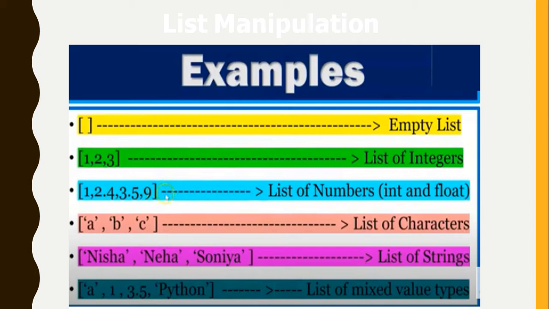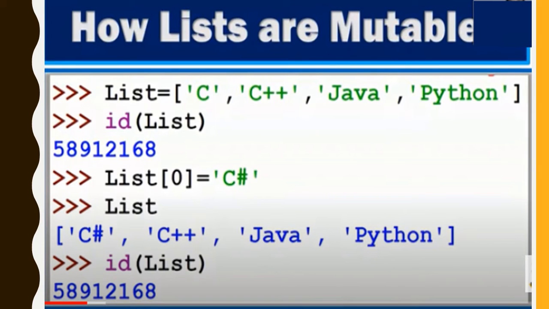Now, creating a list. To create a list, put a number of expressions in square brackets, that is, elements we have to put in square brackets. Use square brackets to indicate the start and end of the list and separate the items by comma.